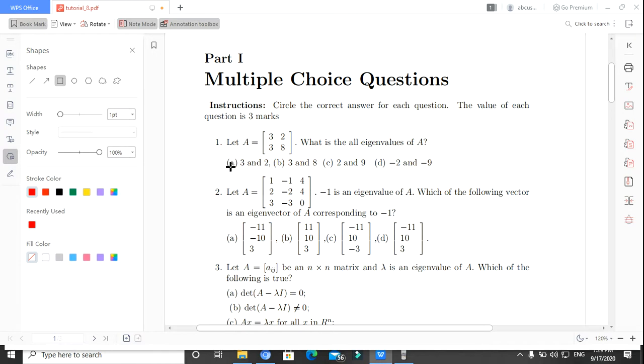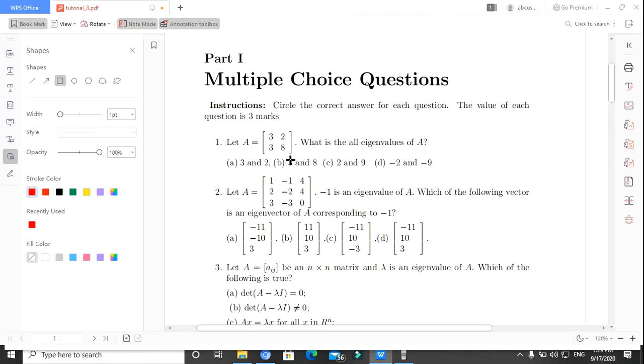In option A, 3 plus 2 is only 5, so option A is eliminated. Option B, 3 plus 8 is 11. Option C, 2 plus 9 is again 11, so options B and C hold the condition true. Option D, negative 2 plus negative 9 will give negative 11, so options A and D are eliminated because the sum of the eigenvalues is not equal to the sum of the elements in the principal diagonal.